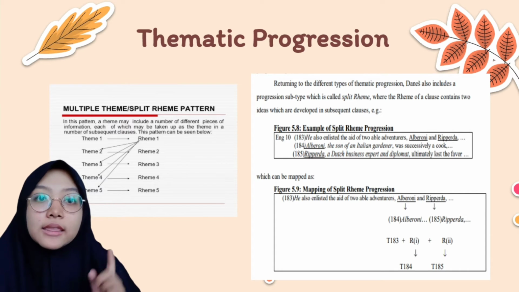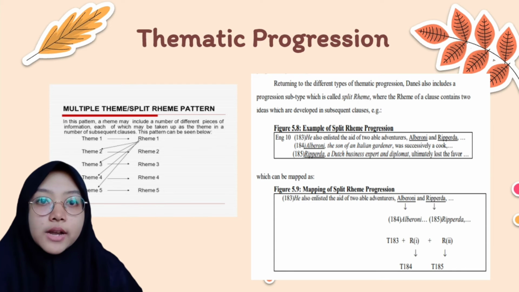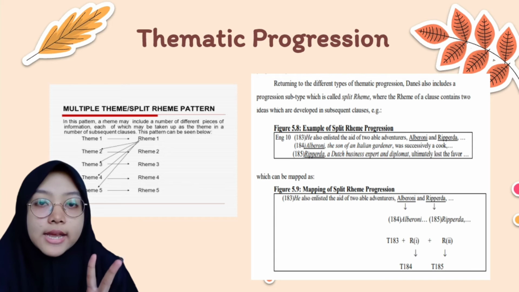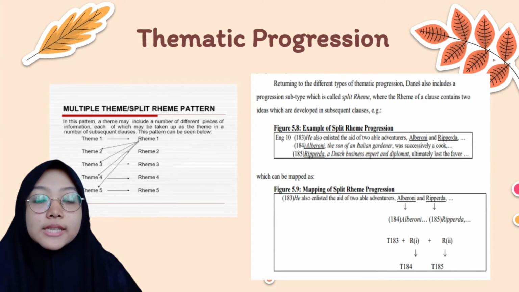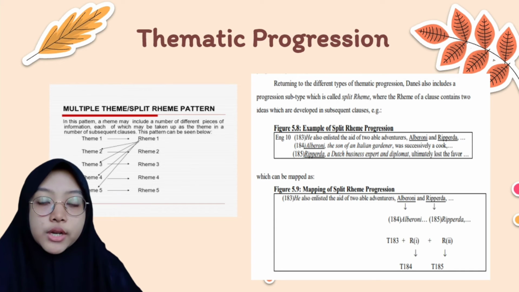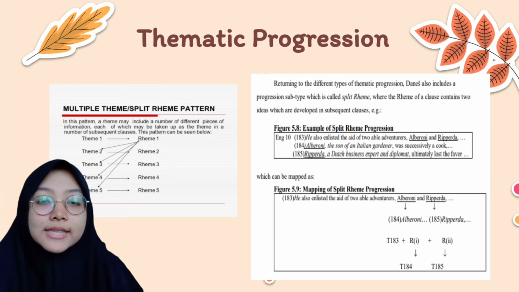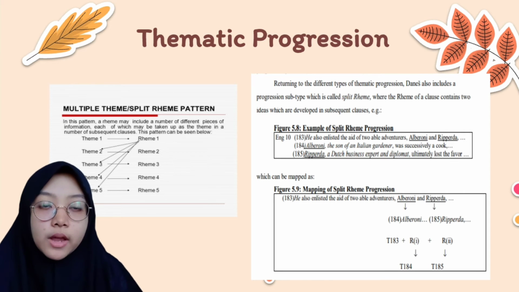Theme 1 plus rheme 1, and then rheme 1 will be contained or included in theme 2, theme 3, 4, and the next themes. Split rheme is also where the rheme of a clause contains two ideas which are developed in subsequent clauses. For example, we can see in example 5.8, there are three sentences that consist of split rheme progression. He also enlists the aid of two able adventurers, Alberoni and Ripperda. Alberoni, the son of an Italian gardener, was successively a cook. Ripperda, a Dutch business expert and diplomat. He ultimately lost the favor. We can see in the example that he is the theme, Alberoni and Ripperda are rheme 1 and rheme 2. Thus rheme 1 and rheme 2 will be contained in the next themes 2 and 3.